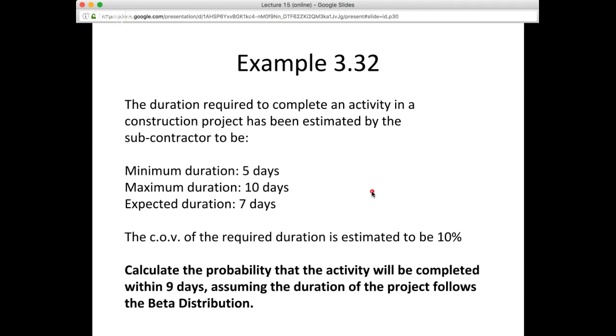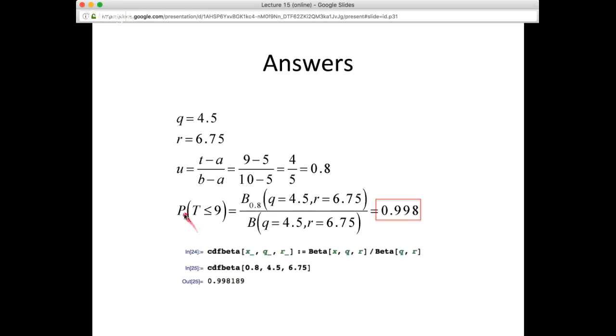So let's come back to the problem statement then, because it took us a while to get the two parameter values for this distribution, Q and R. We were asked to calculate the probability that the activity will be completed within 9 days. Okay, so that really means that we're looking for the probability that the random variable for time to completion is going to be less than or equal to 9. And that we can evaluate using our standard beta distribution by first evaluating what the corresponding u value would be, which is just going to be the time t equal to 9 minus a over b minus a, which works out to 4/5, which is equal to 0.8.